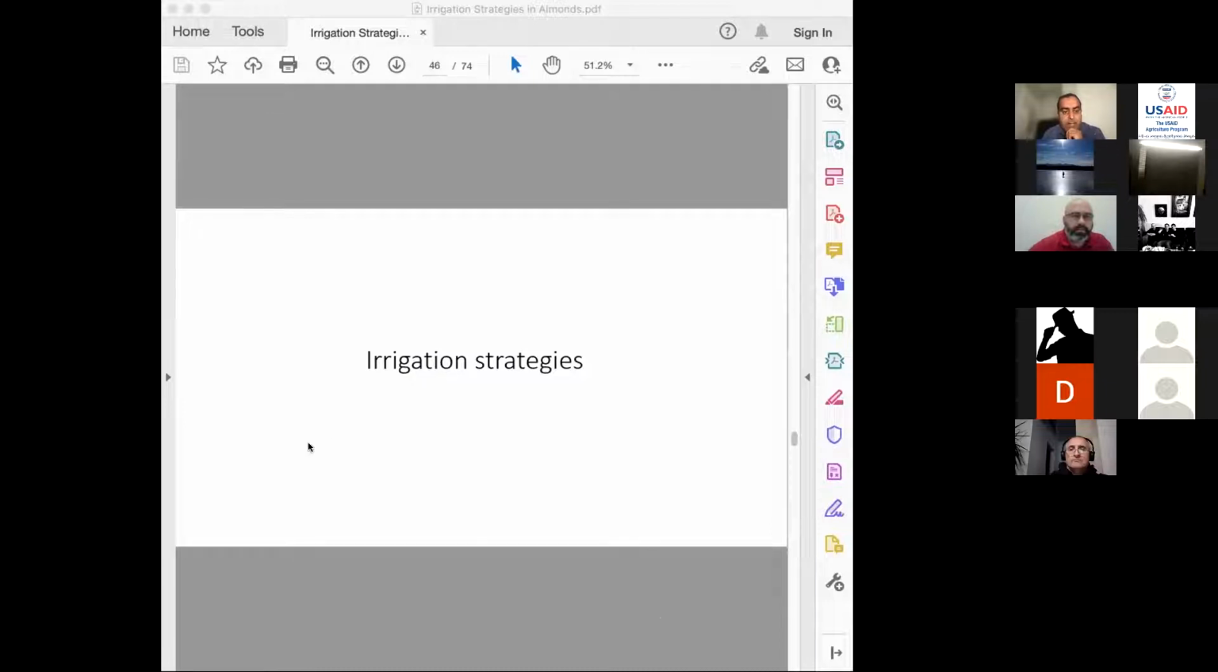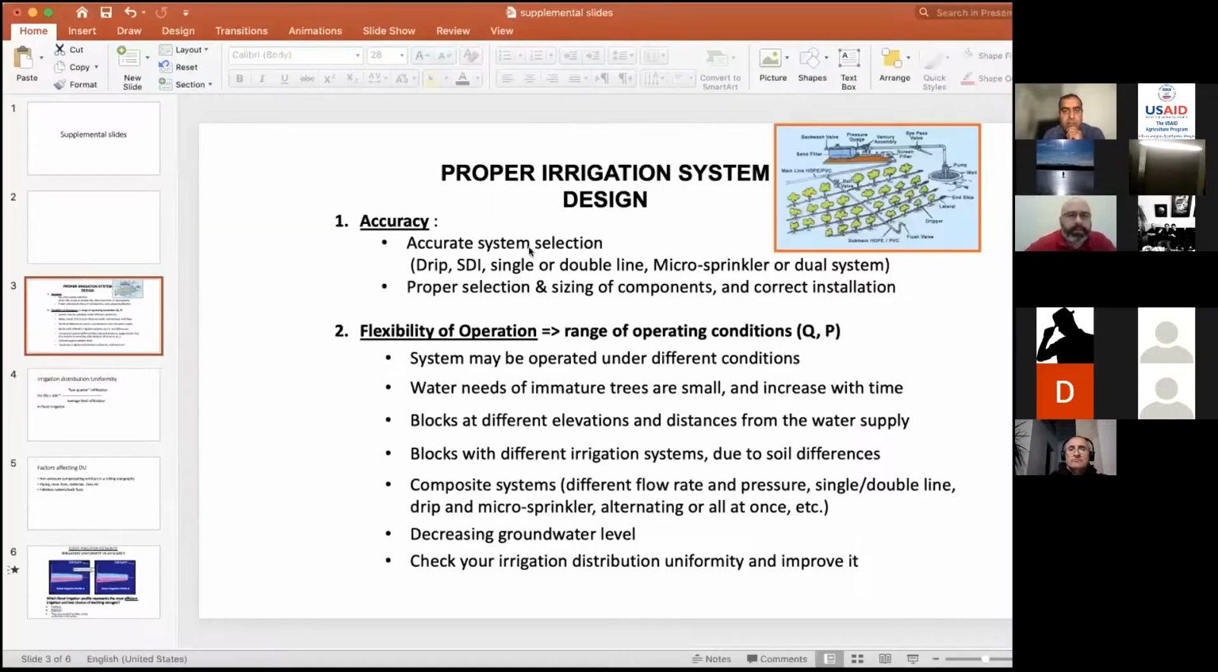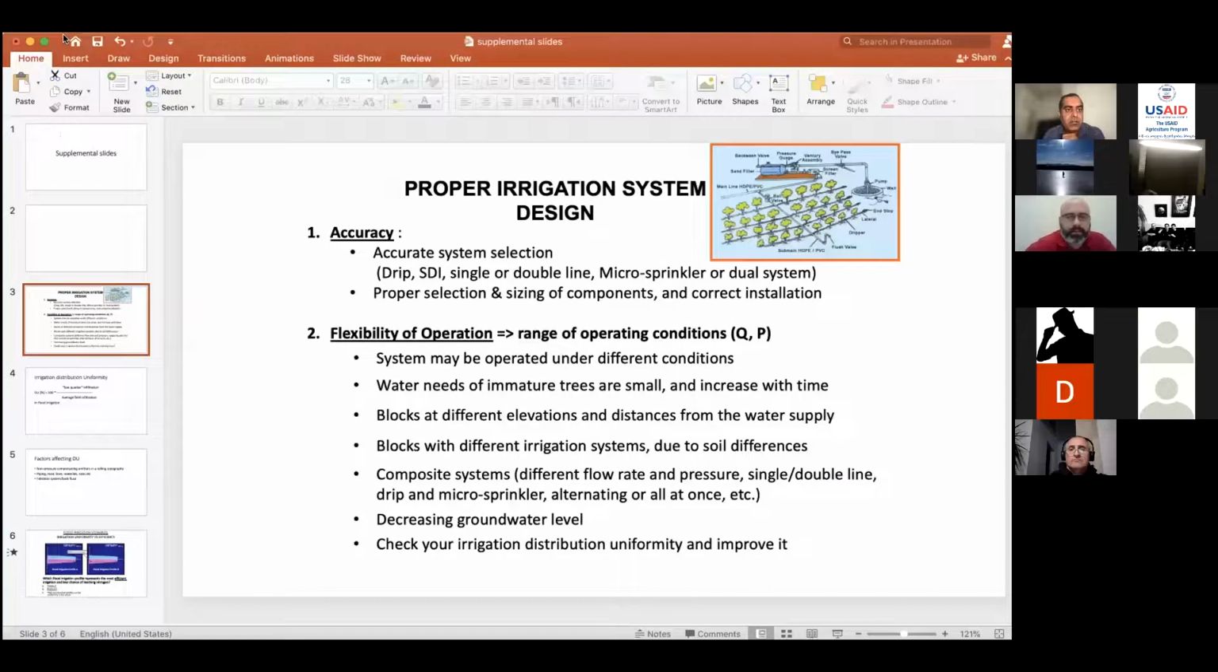Definitely. Okay. All right. So before we go to the details of the irrigation strategies, let me just show you the supplemental slides, because we talked about these things quite a bit. The proper irrigation system design is important, okay, so we have to have a proper irrigation system design in order to have a highly efficient irrigation scheduling or highly efficient irrigation system. So the accuracy of the system is really important.